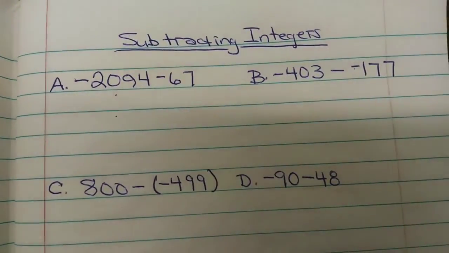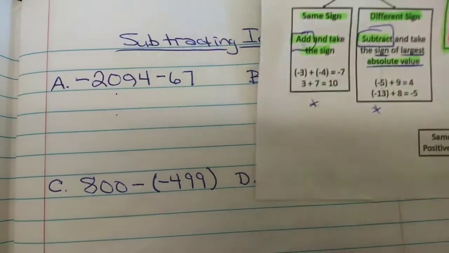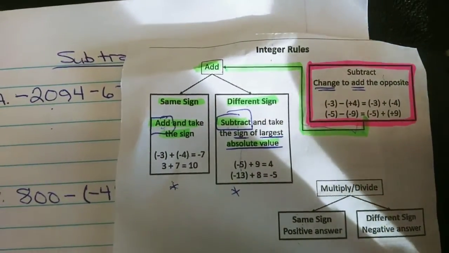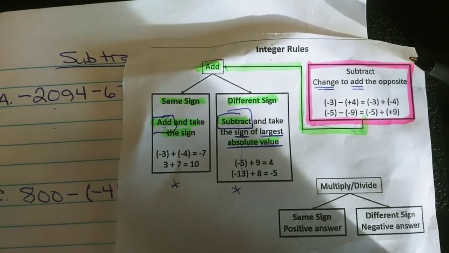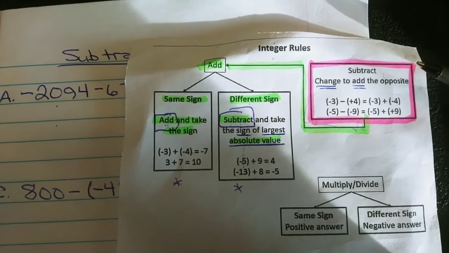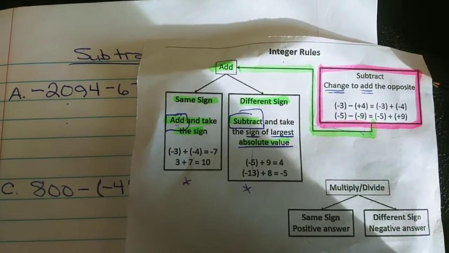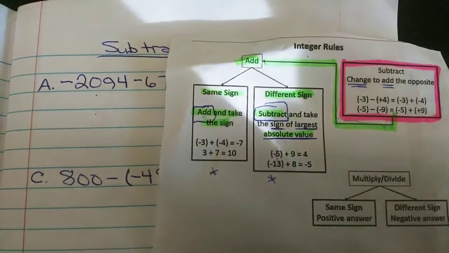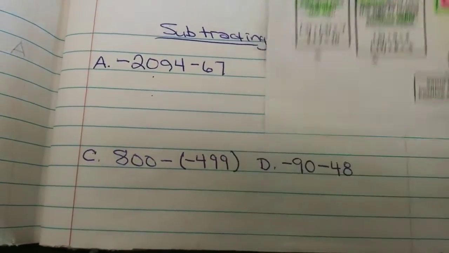Subtracting integers. Before we begin, we need to make sure that we understand the integer rules. With the integer rules, we are supposed to change the sign to addition, and then we are supposed to write the opposite integer so we can add them. Once we do that, we'll follow addition rules. We'll work through a few of them together.